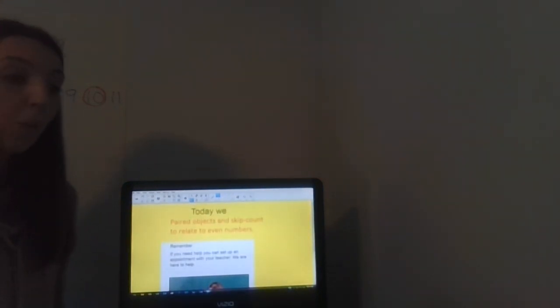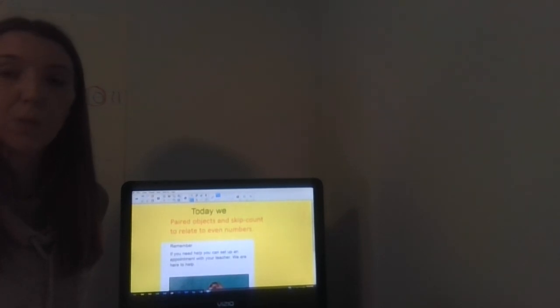Today's lesson, we paired objects and related numbers. We were able to determine whether numbers were even or odd. Your work today will continue this.